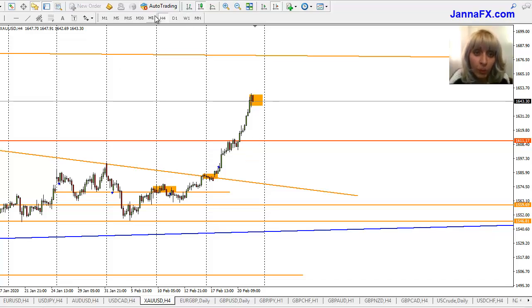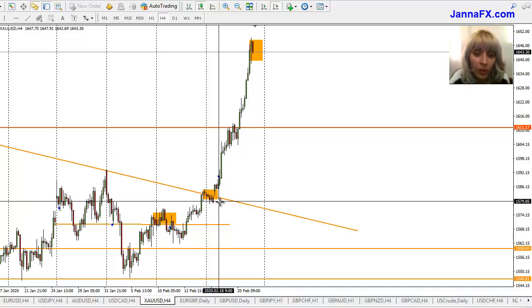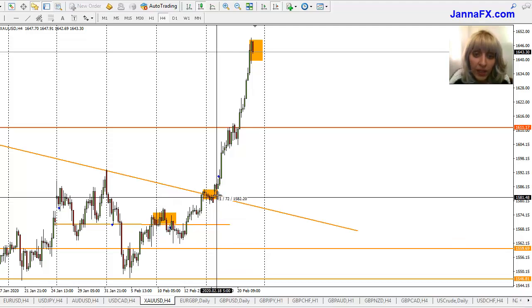Another point I want to show you guys, look at this little gap. When I had this area, a little gap happened here, and it didn't close. Even though I do not trade such small gaps, as I told you, I trade gaps from 50 pips at least, and this is only 10 pips.